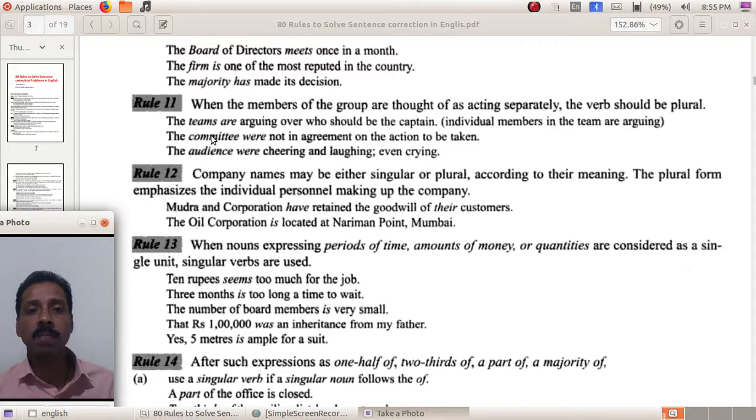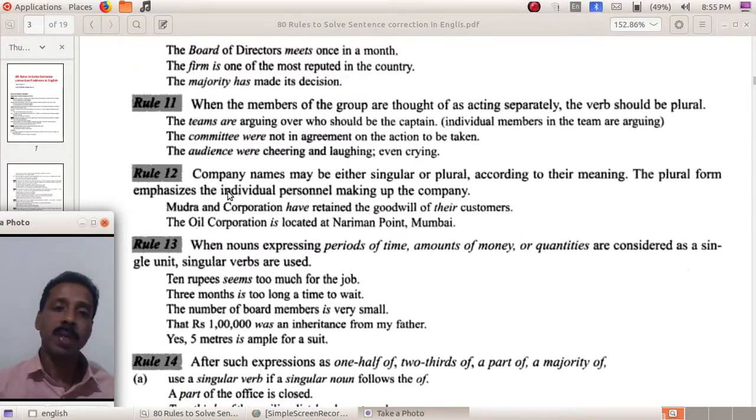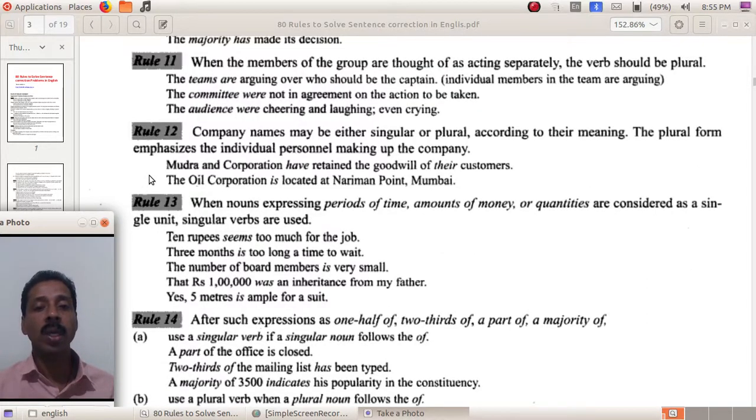See, the teams are arguing over who should be the captain, the committee were not in agreement, the audience were cheering and laughing, even crying, etc. That means if you take collective nouns as a single unit, a singular verb; but if you are taking them separately, individually, plural verbs are to be used.